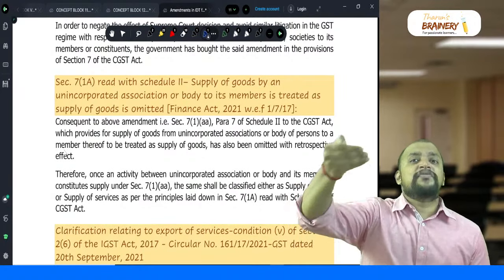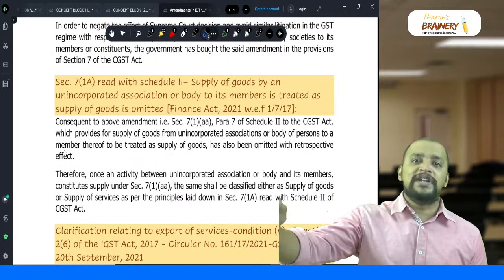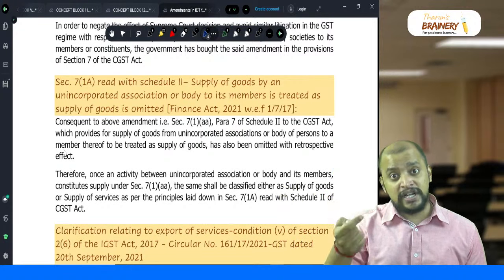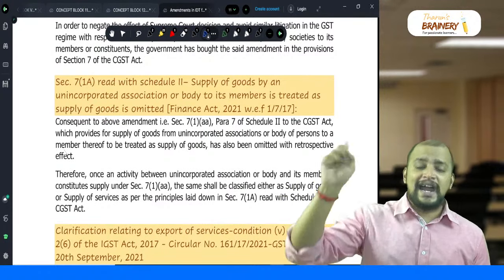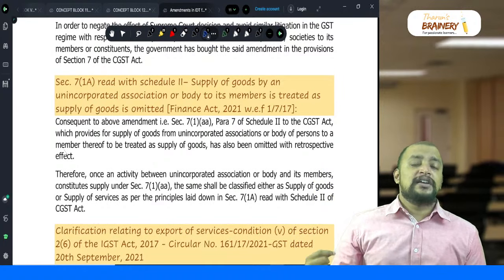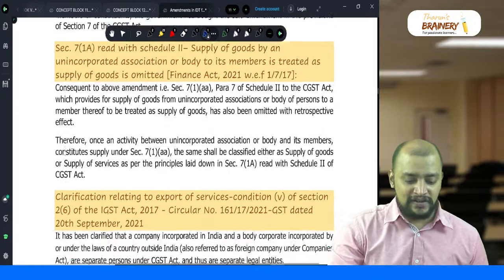So the deeming fiction of always being treated as supply of goods is now omitted. Okay, because of this 7 subsection 1 clause AA amendment, adding that clause. So they have omitted a point in 7 subsection 1 capital A, classification of supply into goods or services.